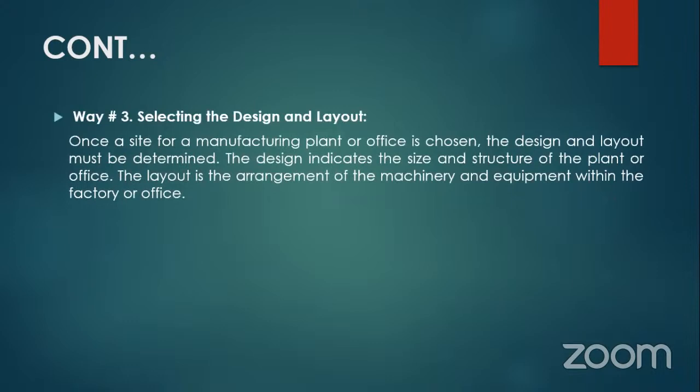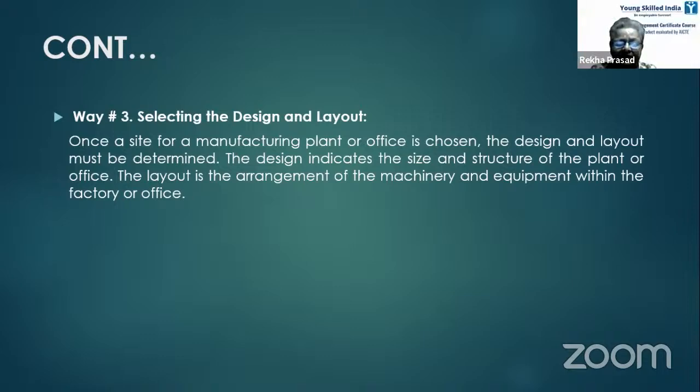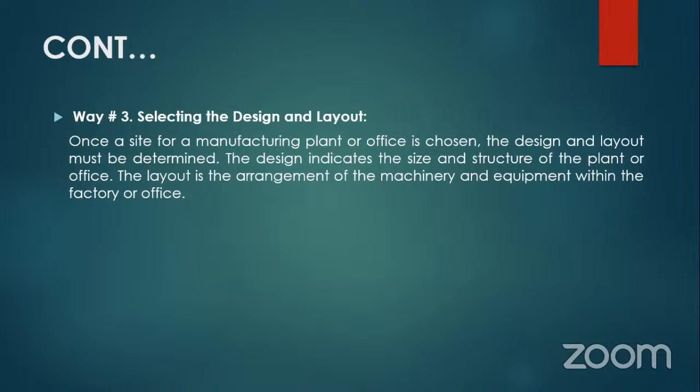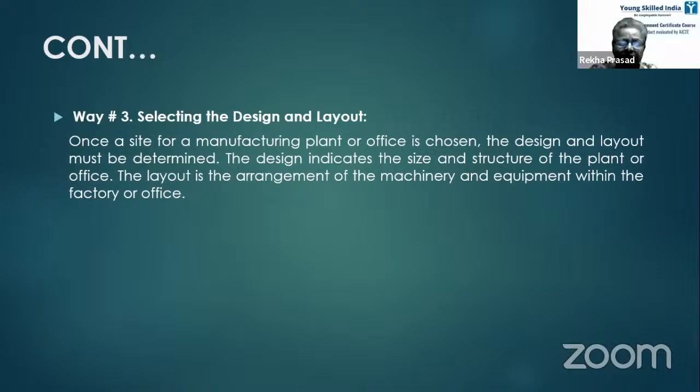Selecting the design and layout. Once a site for the manufacturing plant or office is chosen, the design and layout must be determined. The design indicates the size and structure of the plant or office. The layout is the arrangement of the machinery and equipment within the factory or office. So design and layout should be done in such a way that the design suits whatever product or service you are producing.